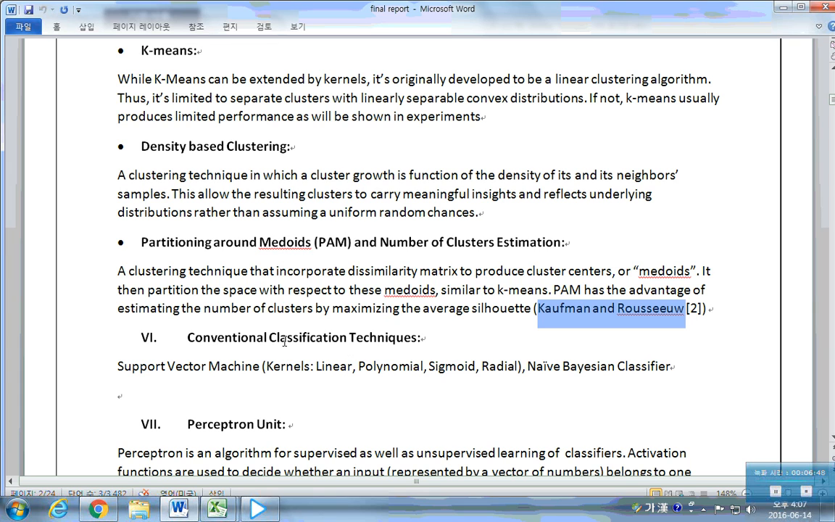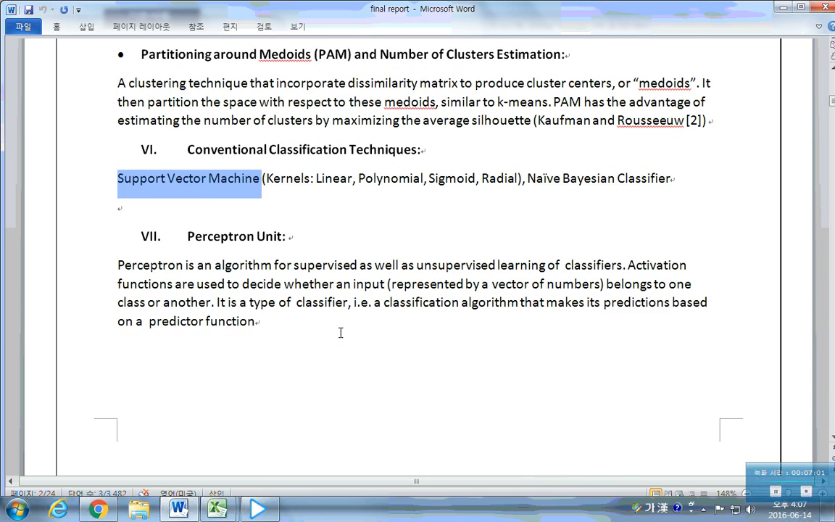In terms of classification, we will use support vector machines with 4 different kernels: linear, polynomial, sigmoid, and radial. And we will also use a naive Bayesian classifier. So these are the techniques we will compare our approach with. So what is our approach?